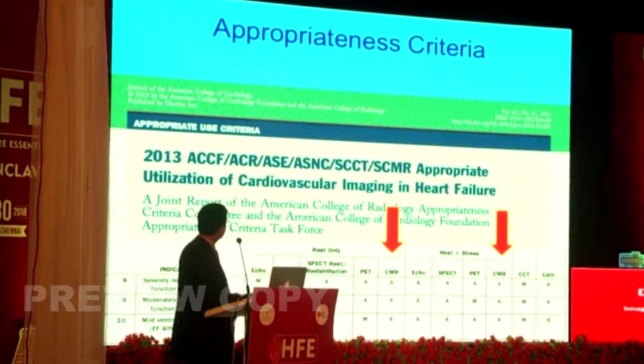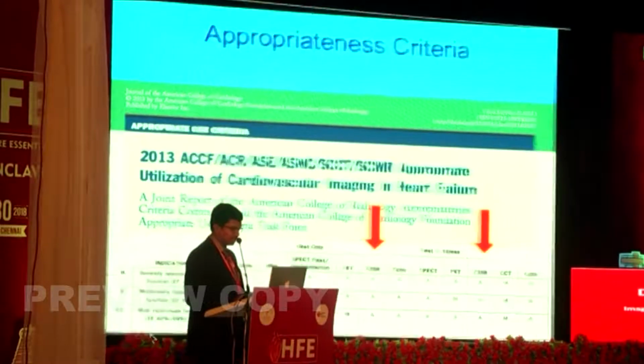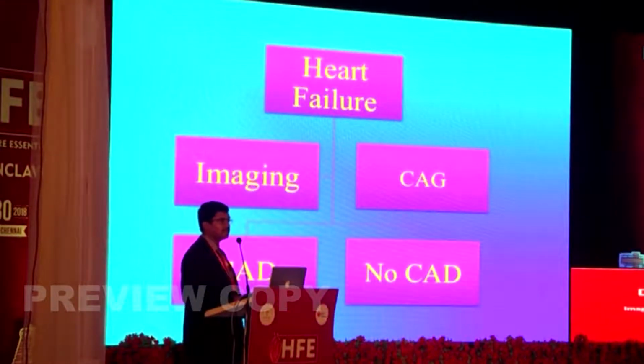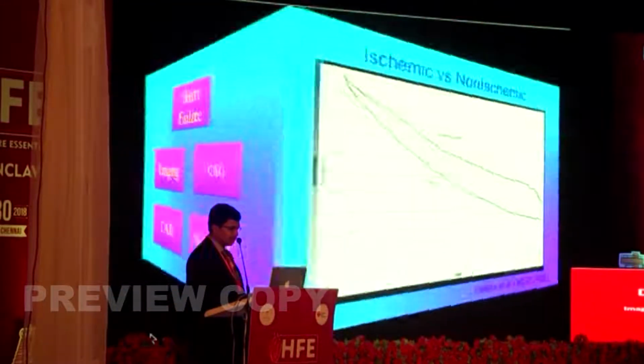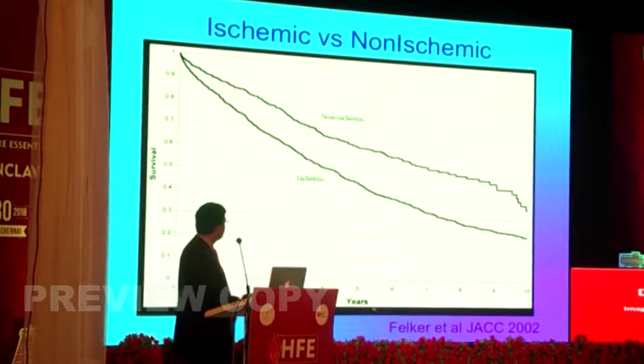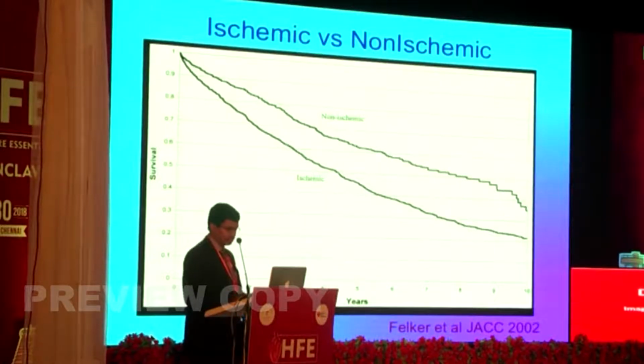If you look at the 2013 recommendations, cardiac MRI at every aspect of heart failure is highly appropriate compared to the other techniques. The second aspect when we look at patients with heart failure is whether this patient has coronary artery disease or not. It is important because if you look at Felker's data, in anybody with ischemic heart disease, the lines diverge quite early in the progress of the disease, and patients with ischemic heart disease have a poor prognosis.